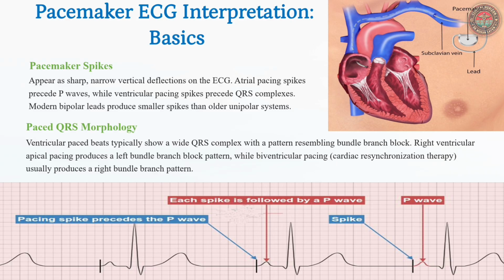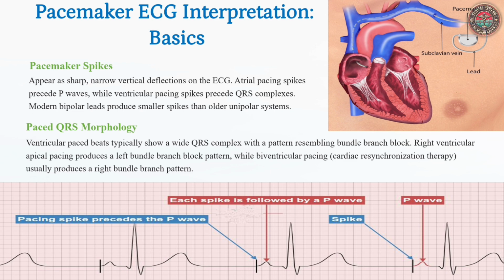Pacemaker ECG Interpretation Basics. Pacemaker activity is represented on ECG by sharp vertical pacing spikes, which precede either P waves, that is atrial pacing, or QRS complexes, that is ventricular pacing. Modern bipolar leads produce subtle pacing artifacts, whereas older unipolar leads generate larger spikes.